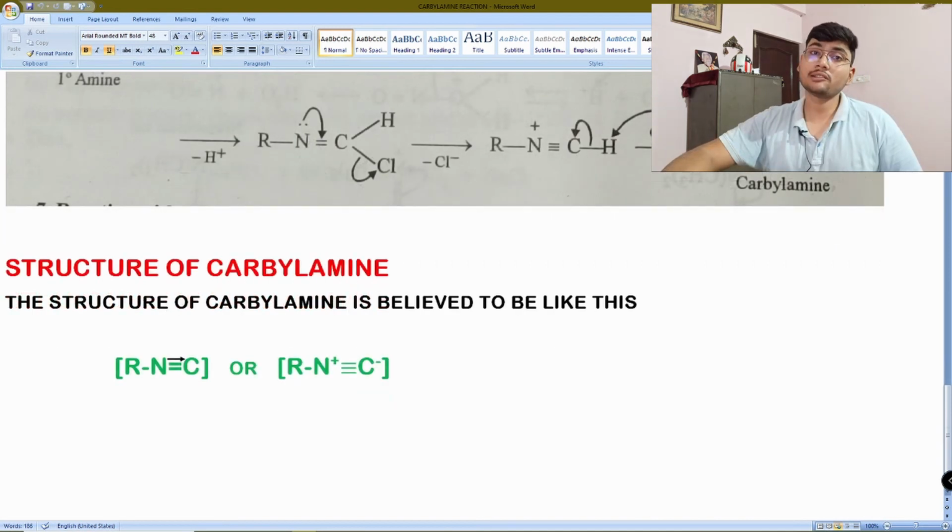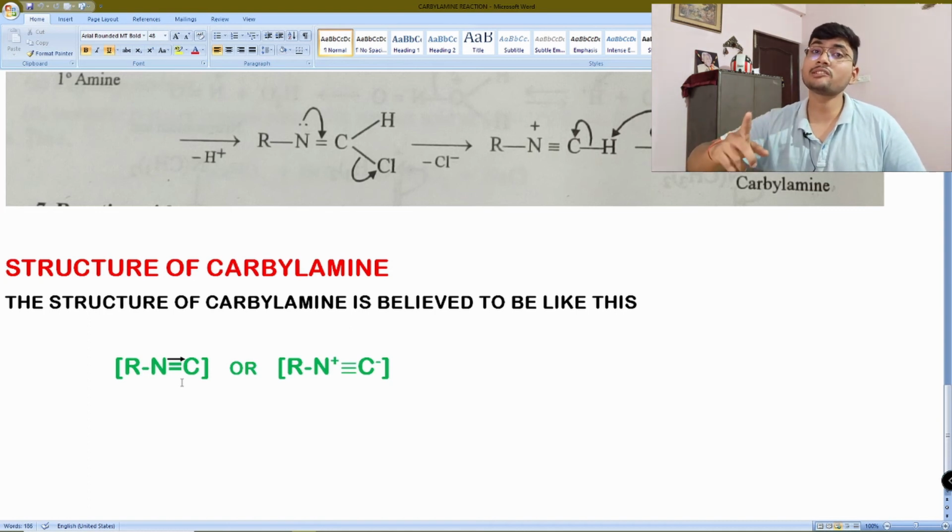So now let us see the structure of carbylamine. The carbylamine is believed to occur in either of the two structures visible on your screen. I am going to explain them. In the first structure, see my cursor, the nitrogen has 3 bonds. The 3 bonds are 2 sigma bonds, one to the R group and one to carbon, and 1 pi bond to carbon. So the nitrogen is triply bonded, so its valency has been satisfied.